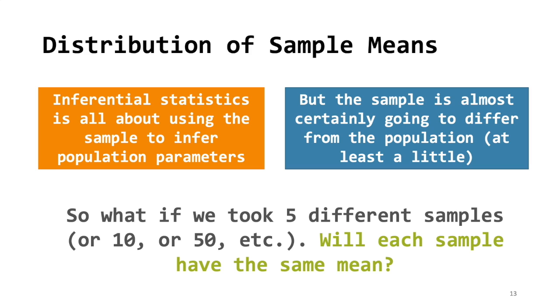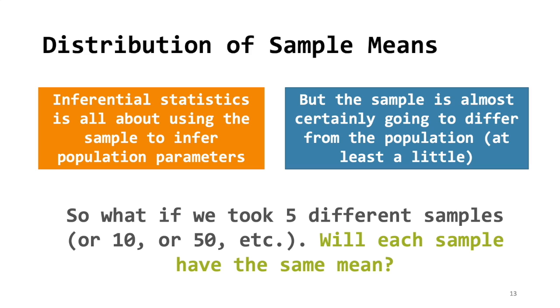Why do we do this? Because the first time I was introduced to this, I was like, what the heck? Why are we talking about a distribution of sample means? Well, it turns out inferential statistics is all about using the sample to infer population parameters. So we're using a sample to say what a population looks like.